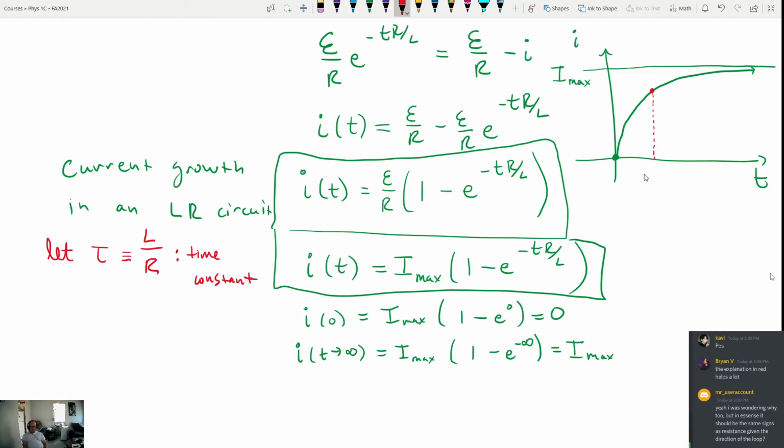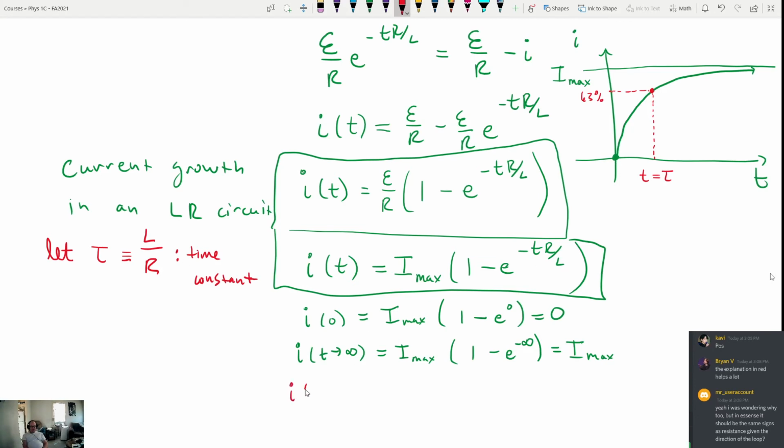And just like with our RC circuit, if I say right here that this is equal to the time that's 1 tau, then at that moment in time, the current is going to be about 63% of maximum current. And you can see that pretty easily if we plug that into this equation right here. Did I do it right? L over R, right? Yeah, okay.